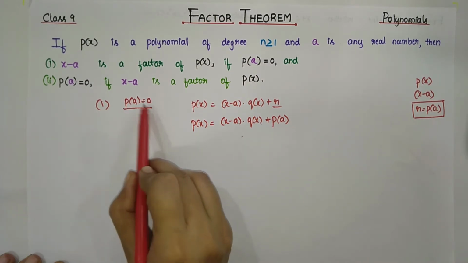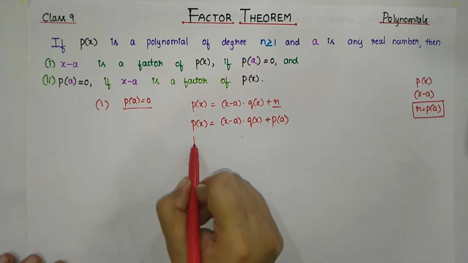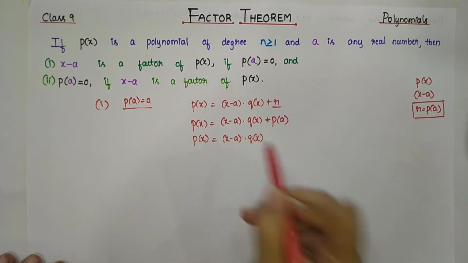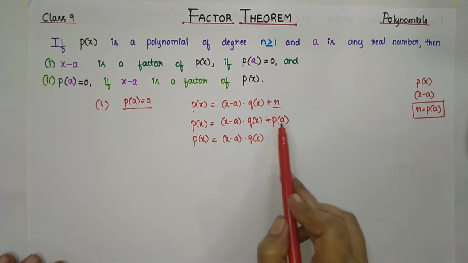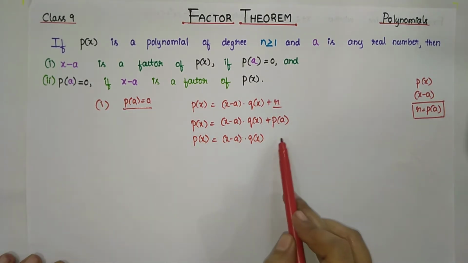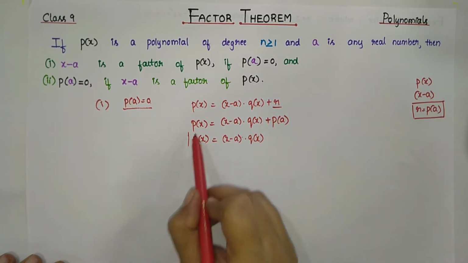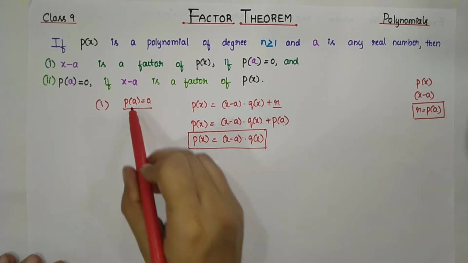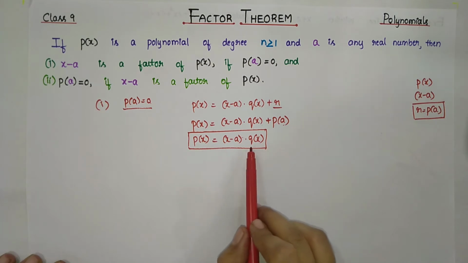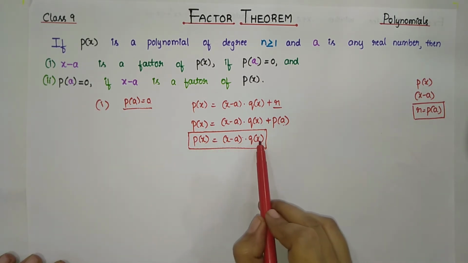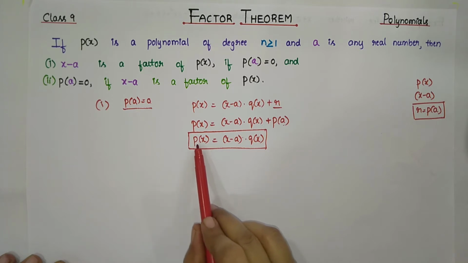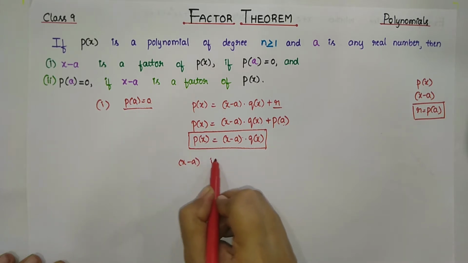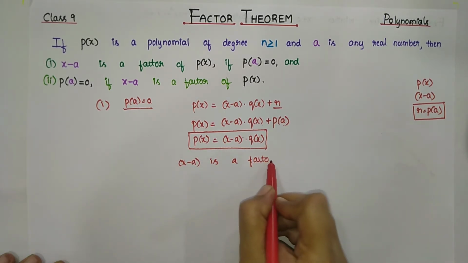So by taking this p of a equal to 0, we'll get p of x equal to x minus a into q of x, since p of a is equal to 0, you have to write this p of a as 0. So the only remaining value is p of x equal to x minus a into q of x, since p of a is equal to 0. So now you can see that this x minus a and q of x both are the factors of polynomial p of x. Therefore it is clear that x minus a is a factor of polynomial p of x.